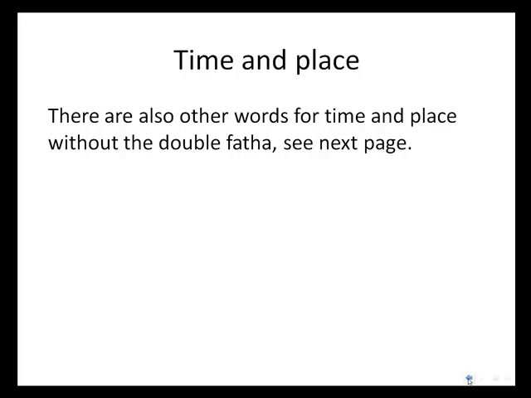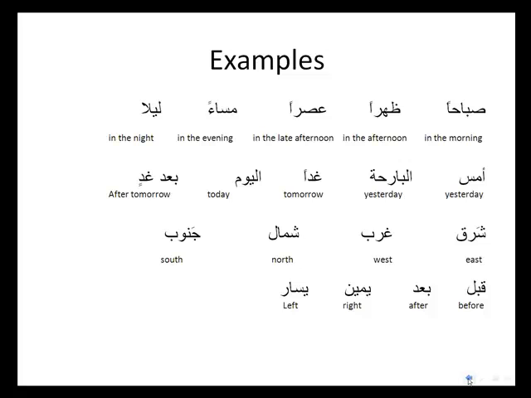We're going to see on the next page that there are of course other words for time as well, and place, without the double fatha. But the first row is giving us some of these time adverbials. Sabahan, in the morning, dhuhran, in the afternoon, asran, in the late afternoon, masa'an, and laylan, in the evening and night respectively. But there are of course other words to denote when and where things are happening, like yesterday, ams and al-bariha, and where things are happening, like sharq, gharb, and so on, east and west, and also yamin and yasar, right and left.